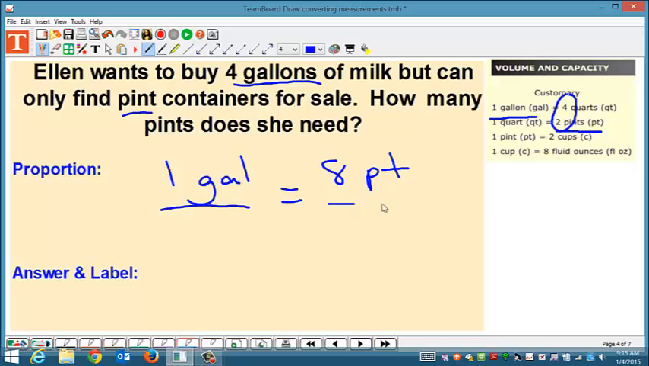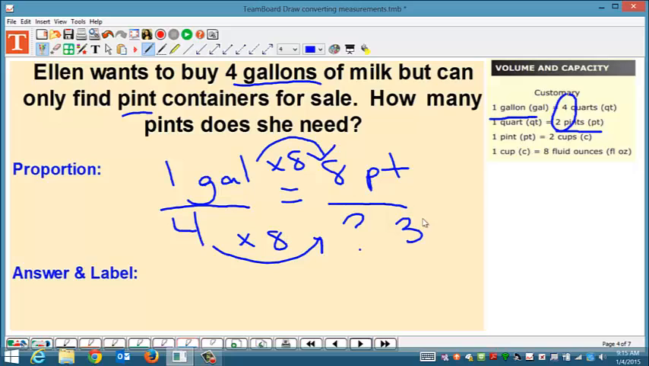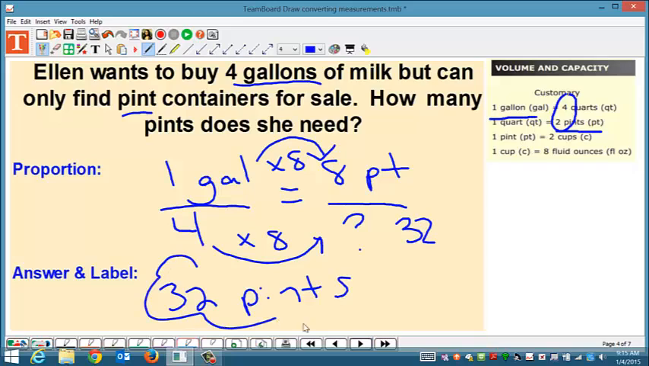So let's set up our proportion. What are we given in our problem? We're given that there are 4 gallons, and we want to know how many pints. Scale factor, 1 times 8. Do the same thing, use the same scale factor. 4 times 8 is 32. So to answer our question, how many pints does she need? She needs 32 pints. That is our answer.